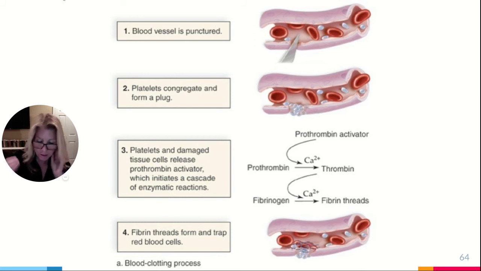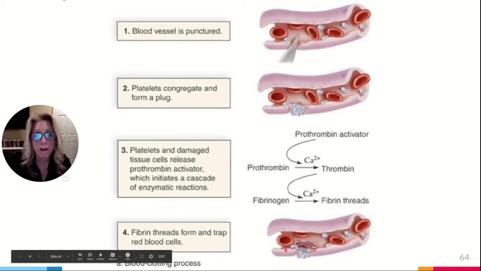So for platelets, there are over 12 different clotting factors that work with them. Hemophilia is if you're missing one of those clotting factors. The process: platelets at the wound with damaged tissue start an enzymatic process ending with fibrin threads forming a framework for the clot.